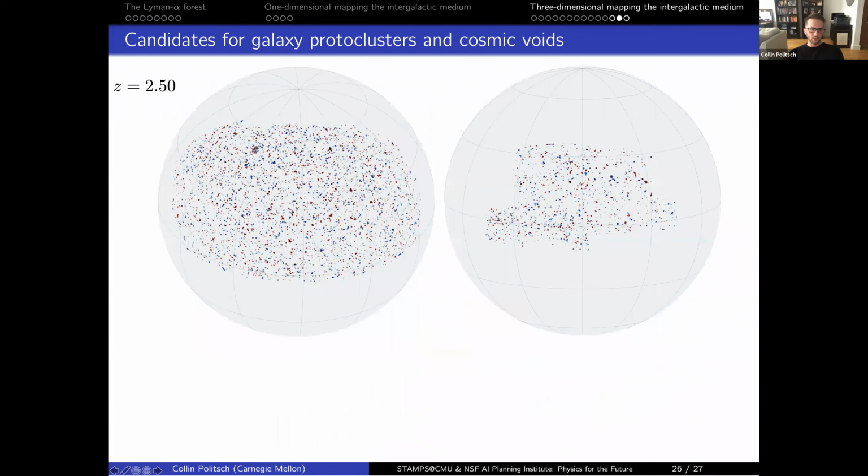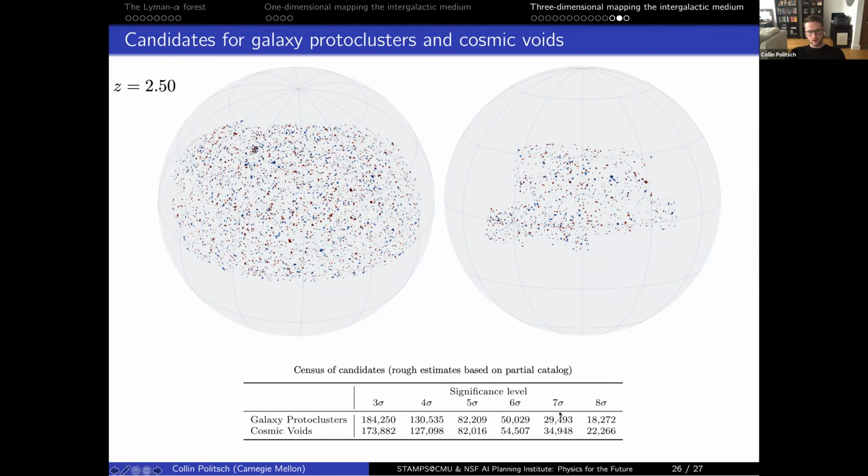Okay, I'm showing you an orthographic projection here at redshift 2.5 of these candidates, the signal-to-noise ratio again being higher in the northern galactic cap, so we get more statistically significant detections in the northern galactic cap than the southern galactic cap. So this is basically what we're doing right now. We're finishing this up, and this is the last thing that we have to tie a bow on before we submit this work.